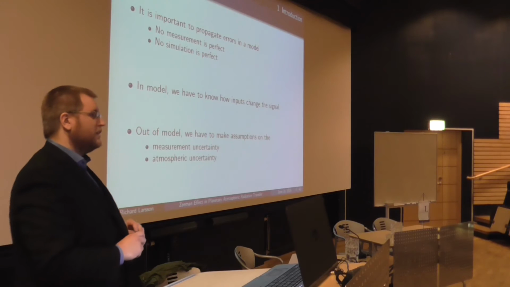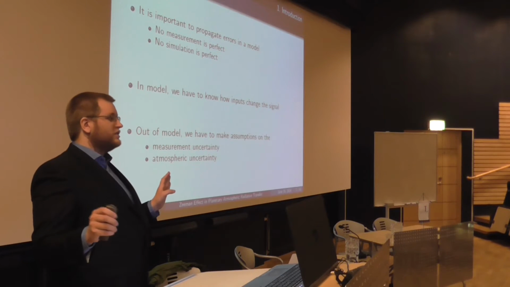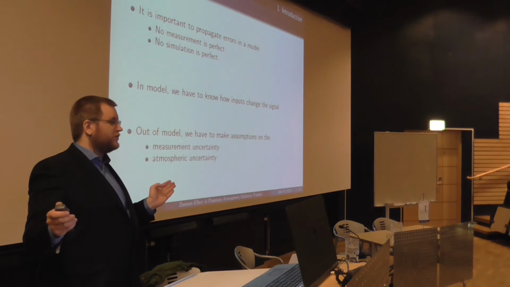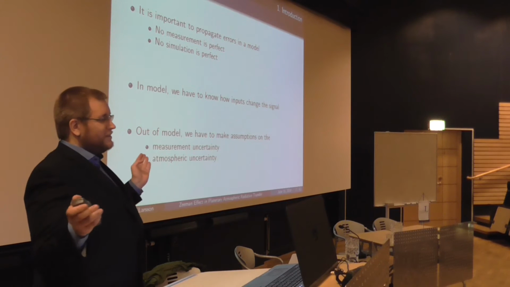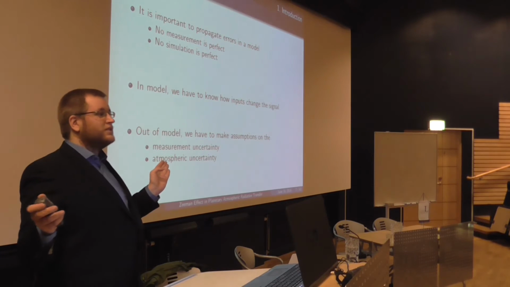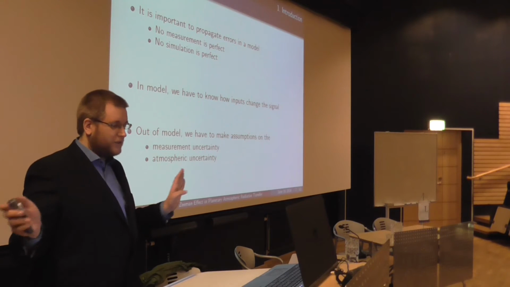Now, to actually invert this to get the temperature from the radiation is a very, very long process requiring a lot of statistics. The reason for this is because there are no perfect measurements, there are no perfect simulations. Everything is wrong in some sense. They're useful, but they're somehow wrong.